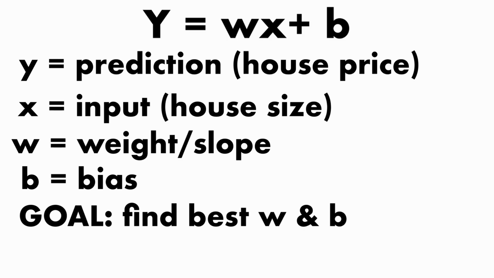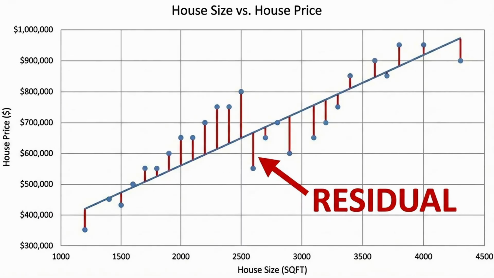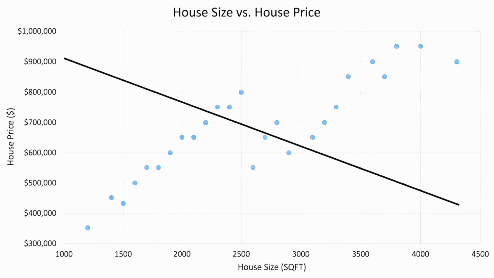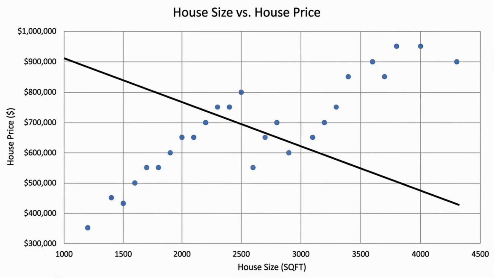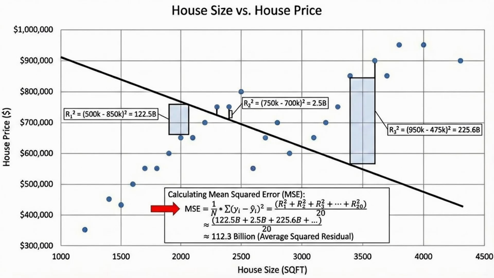Now, how do we know how wrong a line is and which line is the best? We do this by measuring the distance between the real data points and the line. The technical term for these distances is residuals, but we can consider them as errors. Initially, we draw a random line. To see how bad the line is, we have to score it. We do this by squaring all the distances, adding them up, and then finding the average. This is called the mean squared error.